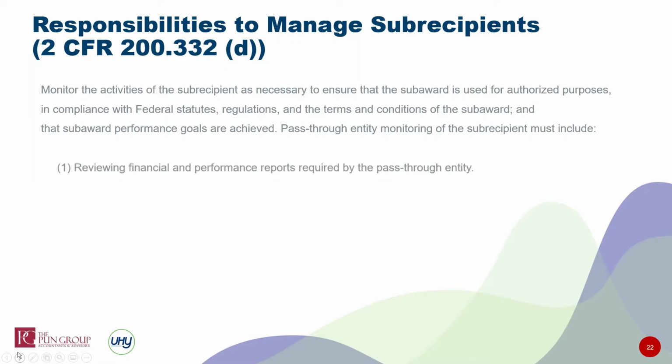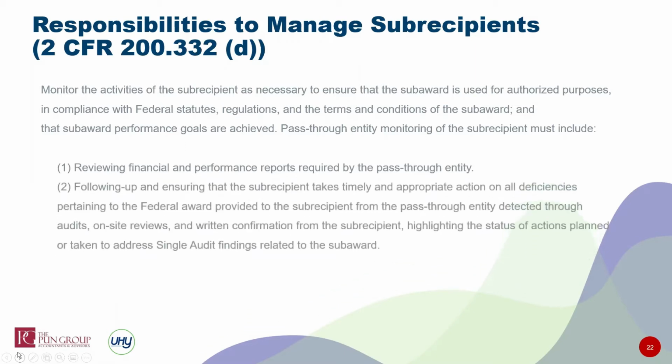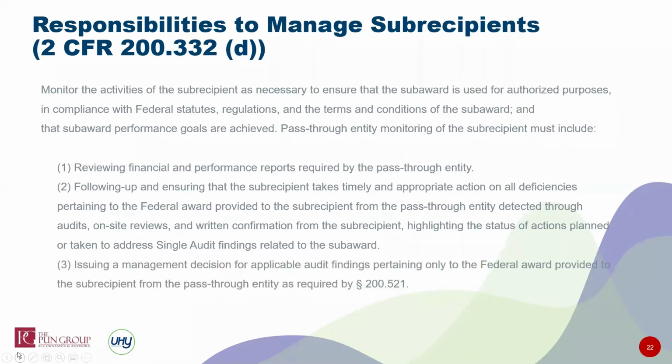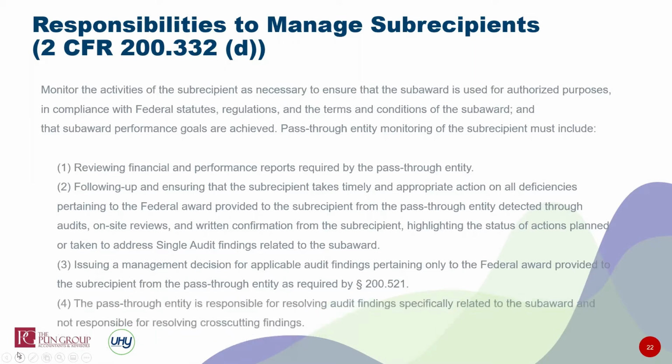So you do need to review the financial and performance reports required by your agency of your sub. That is required as part of your grants management. You need to follow up and ensure that the subrecipient takes timely and appropriate action to cure deficiencies that have been found related to the federal award, either through your single audit, through your on-site review, written confirmation, highlights of status of actions planned or taken to address single audit findings related to the sub-award, as well as past monitorings. And then lastly, issue a management decision for applicable audit findings pertaining only to federal awards. And the pass-through entity is responsible for resolving audit findings specifically related to sub-award and is not responsible for resolving cross-cutting findings.